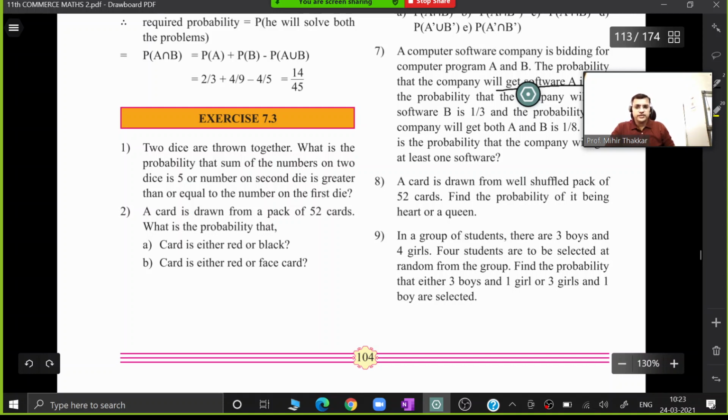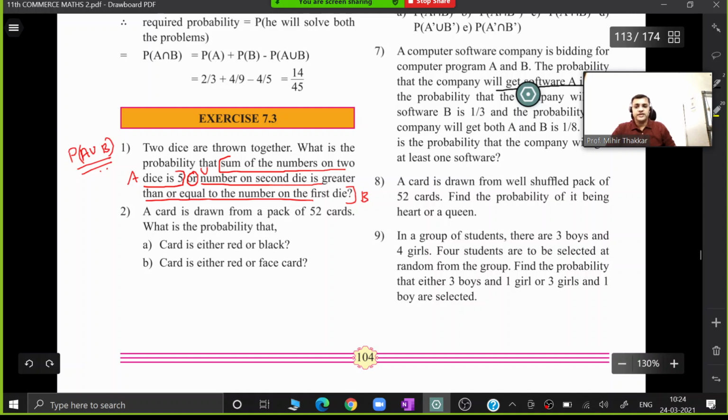What we will do over here is I will consider the sum of the numbers on the two dice is 5 as my event A. The number on the second die greater than or equal to the number on the first die will be considered as event B. In between we are having the word or, so obviously we have to use the symbol of union. So basically in this question we are asked to find probability of A union B.